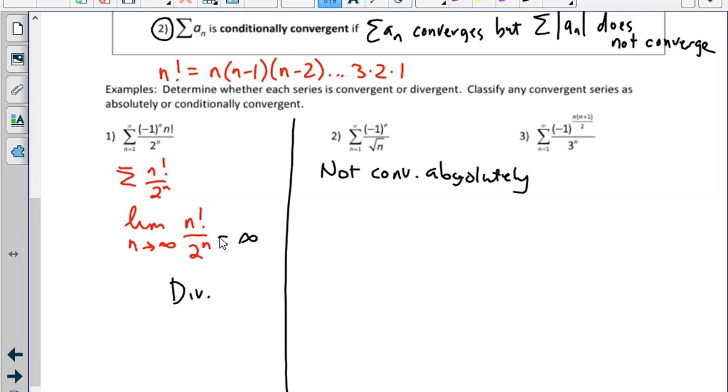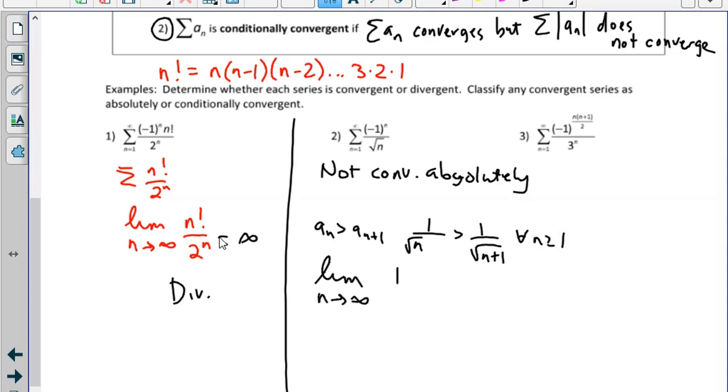We know that by the alternating series test, what we need is a sub n to be greater than a sub n plus 1, and all of our terms to be greater than 0 after a certain point. And so we can say 1 over square root of n is greater than 1 over square root of n plus 1. That's true for all n greater than or equal to 1. So that works. And then if we take the limit as n goes to infinity of 1 over square root of n, that does equal 0. So therefore, this converges conditionally.